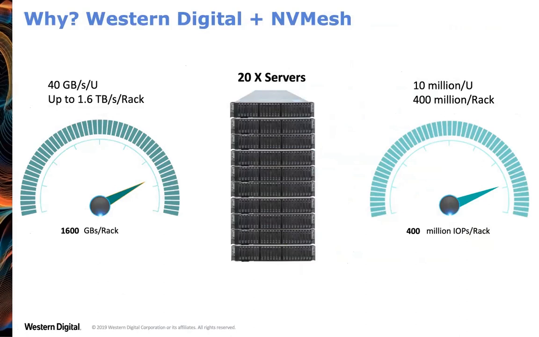I mentioned it briefly. If you were to fill a rack with these new Western Digital servers, you would get 1.6 terabytes per second of performance in a single rack. And if those of you on the phone are not used to numbers that big, let's make sure I'm not saying terabits, I'm saying terabytes. You're getting over 80 gigabytes per second per single server, and if you could fit 20 of those in a rack, you're getting 1.6 terabytes per second of bandwidth.